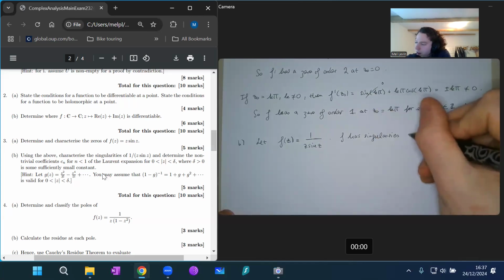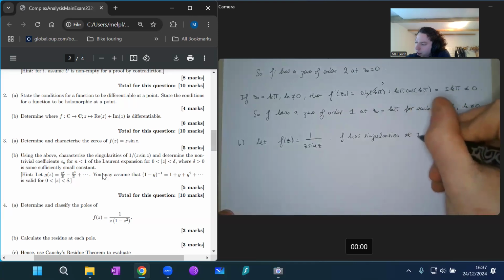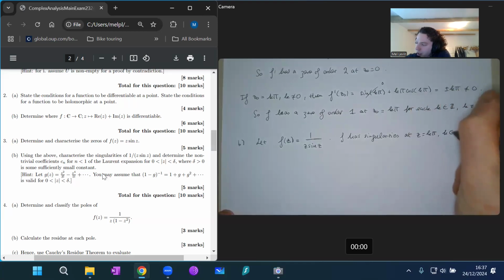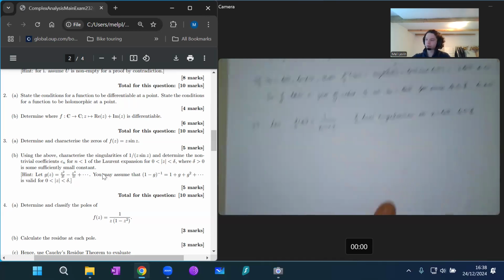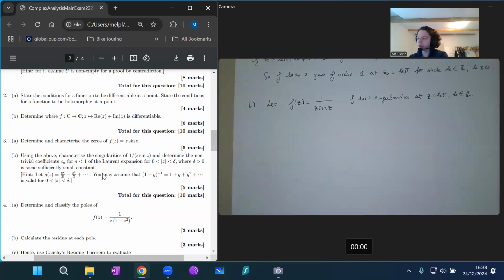So f has singularities at z equals k pi, where k is any integer. But what do they mean by characterize the singularities? Well, just like zeros, for singularities we can assign an order, right? I think I'm going to need to write down quite a few theorems.